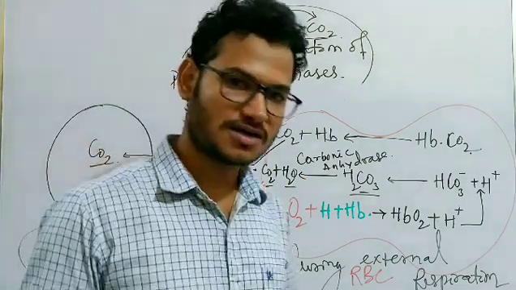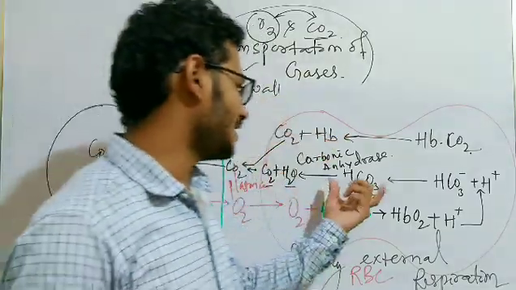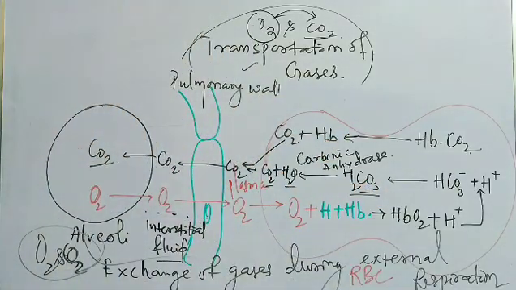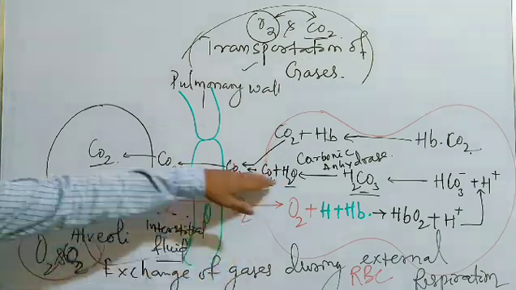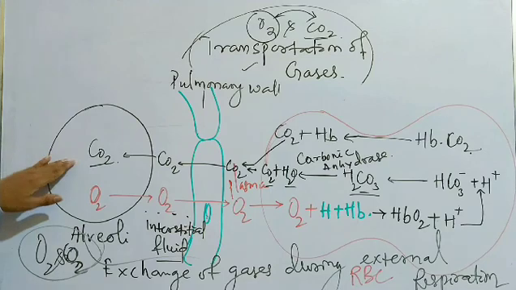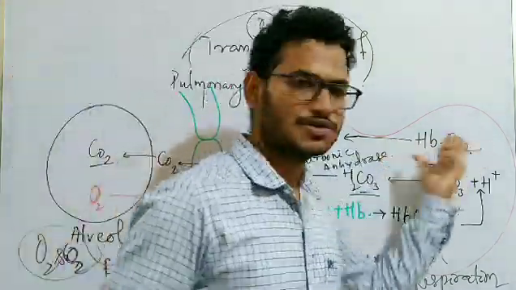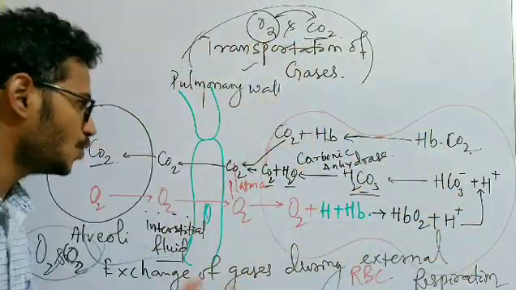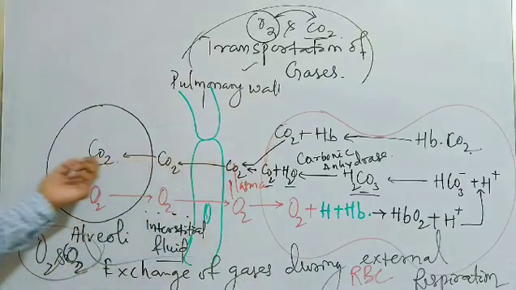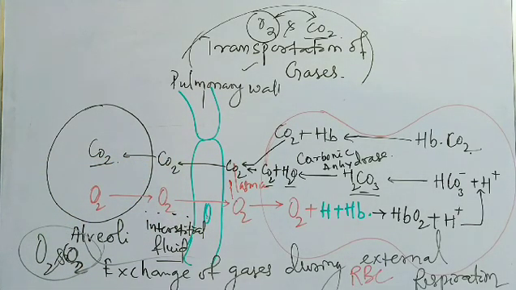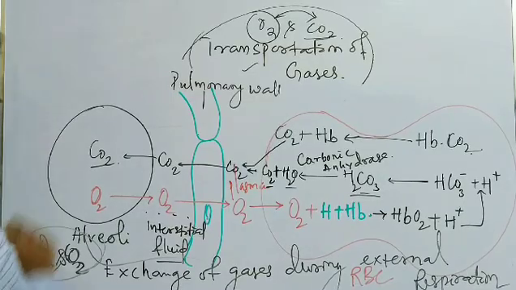So this is the first diagram I was talking about, the diagram of external respiration and how the transportation of oxygen occurs with the help of the hemoglobin, and how the carbon dioxide as bicarbonate dissociates to make carbon dioxide free, and that carbon dioxide comes to the alveoli. In another way, the hemoglobin binds with the carbon dioxide and it also makes the carbon dioxide free so that it will come to the alveoli. Okay, so let's move on to the next diagram.